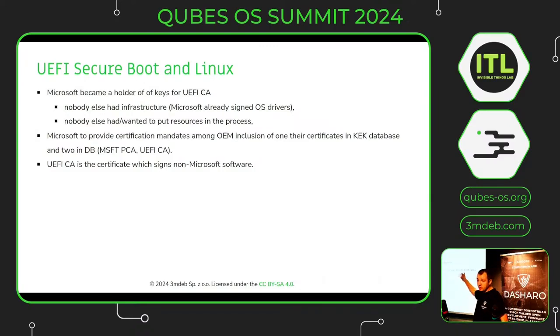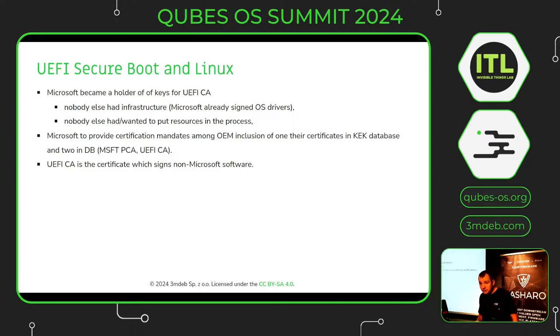So the OEM who wants to be certified has to put the Microsoft KEK and two other certificates into the DB, the allowed database. One is Microsoft PCA, which signs the bootloader. The other is UEFI CA, which signs all the other software, like Shim and any other software that is outside of Microsoft. And the problem was with this UEFI CA.